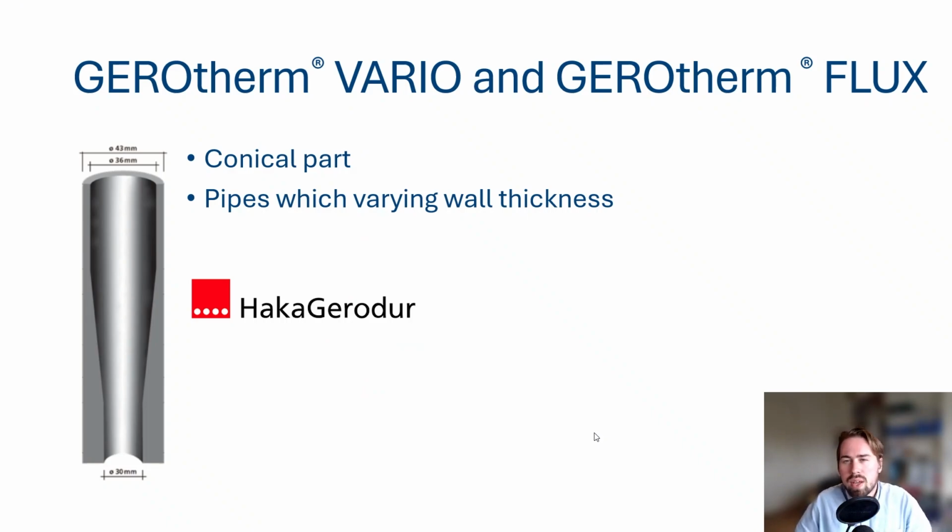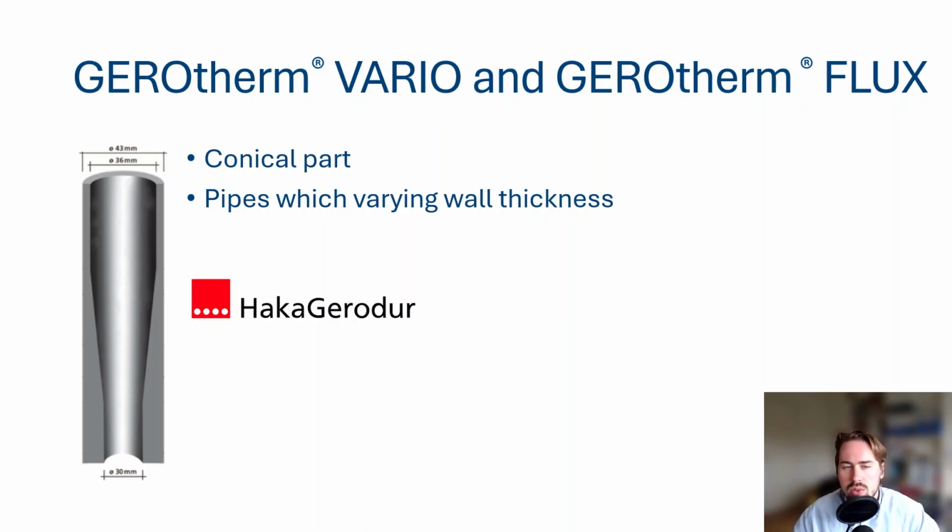So the GEROtherm VARIO and FLUX probes are probes which have a conical shape. Their wall thickness varies over the length. So for traditional probes, you select the wall thickness based on a certain pressure class, which depends on the depth of your borehole. So the deeper you drill, typically the thicker your wall has to be in order to withstand the internal pressure inside the probe.